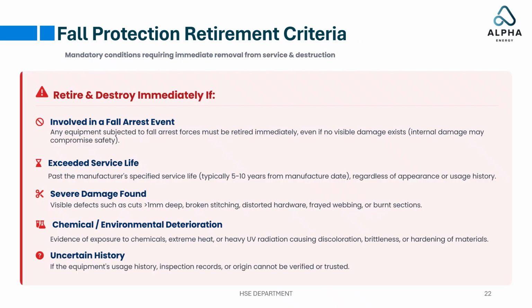Fall protection retirement criteria mandates the immediate removal from service and destruction of safety equipment under 5 specific conditions: if it has been involved in a fall arrest event, regardless of visible damage, if it has exceeded its manufacturer's specified service life, typically 5 to 10 years, if severe visible damage such as cuts deeper than 1 mm or frayed webbing is found, if there is evidence of chemical or environmental deterioration like brittleness or discoloration, or if the equipment has an uncertain history where its usage or origin cannot be verified.